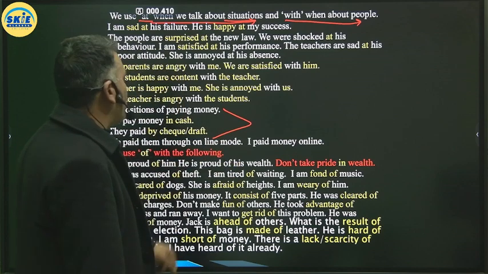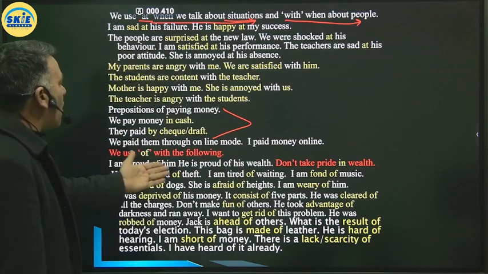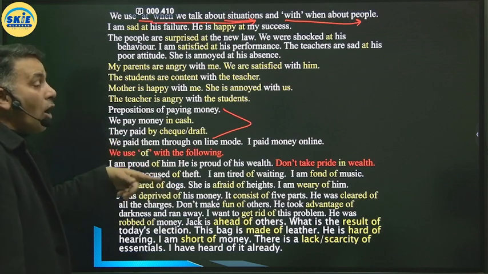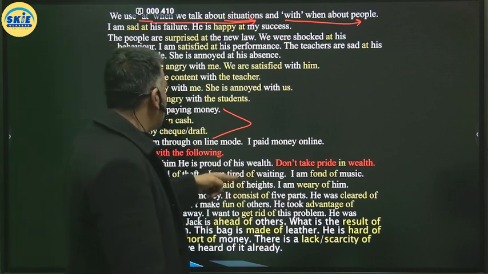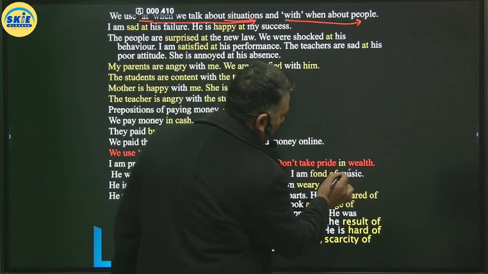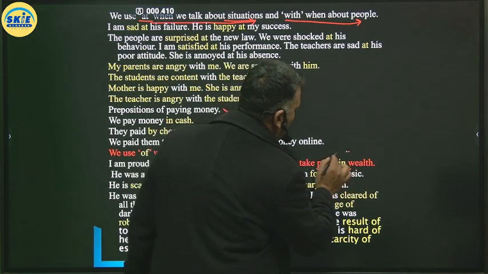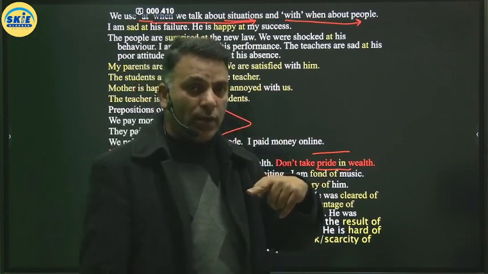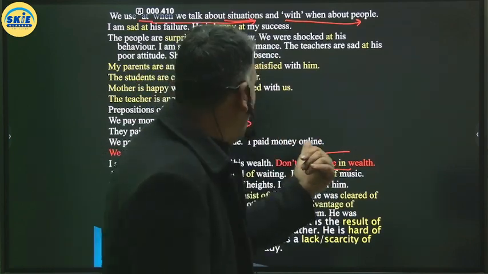Then there is something more here. We use "of" with the following. I'm proud of him. He's proud of his wealth. But you have to be a bit careful here. Take pride in. Pride in, proud of. Pride in, proud of. Right?